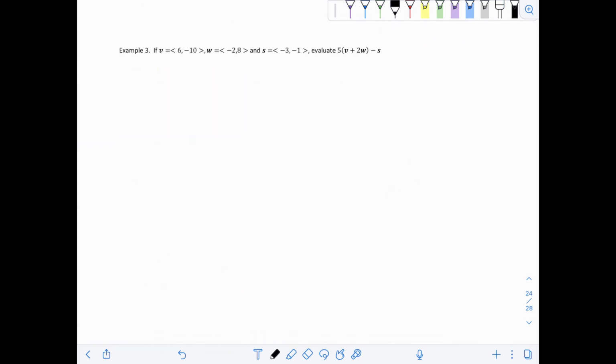Now let's look at more vector arithmetic where we put it all together in the same problem, and for this one I'm not going to graph it. But I am going to color code this here. This is what we're trying to figure out here. 5 times v plus 2w minus s. So I'm going to plug in what v is right here. And notice here we're looking at a component form. W I'm going to plug in right here. And s, I'm going to plug it in right here.